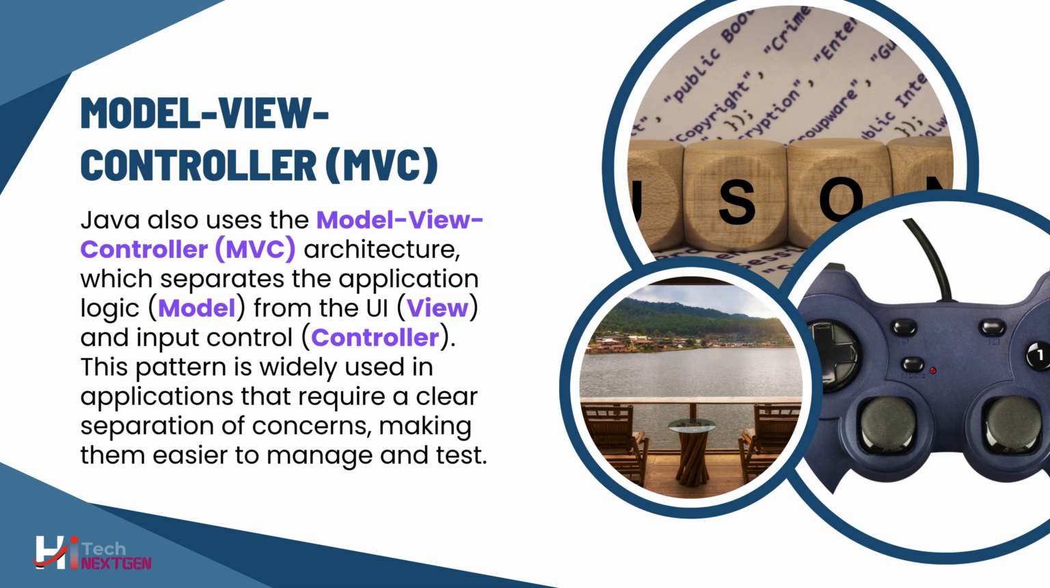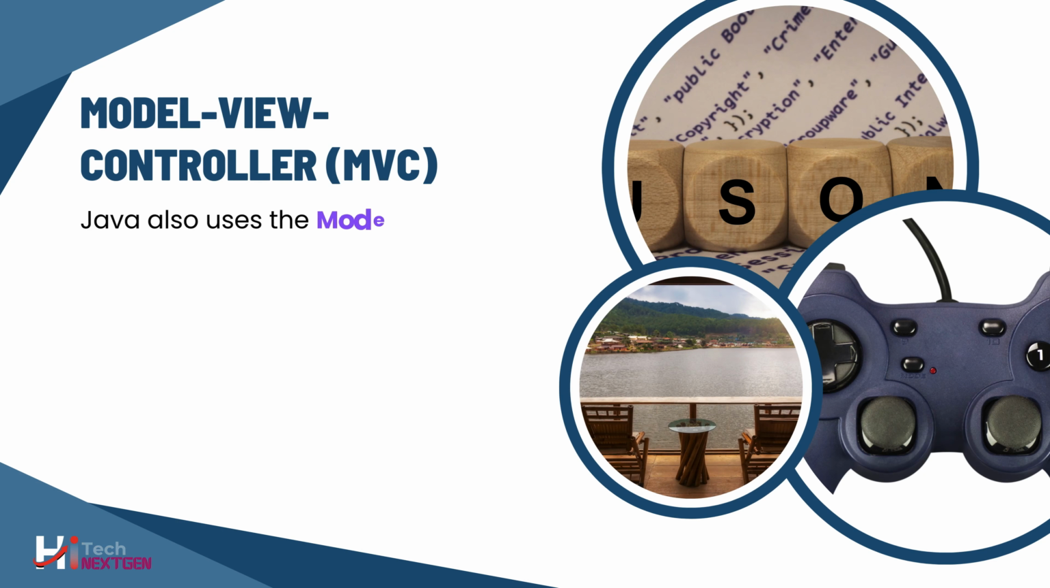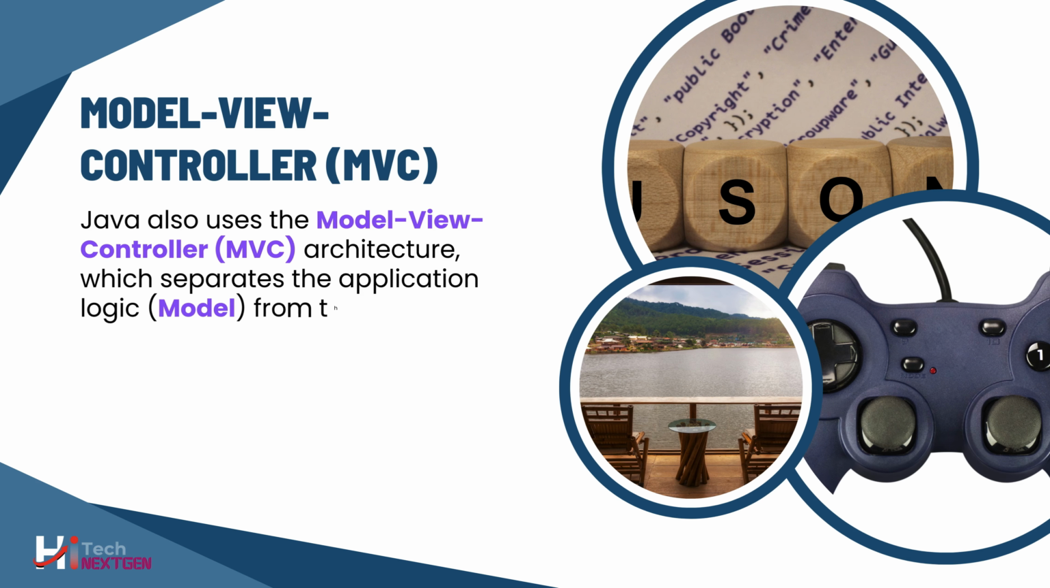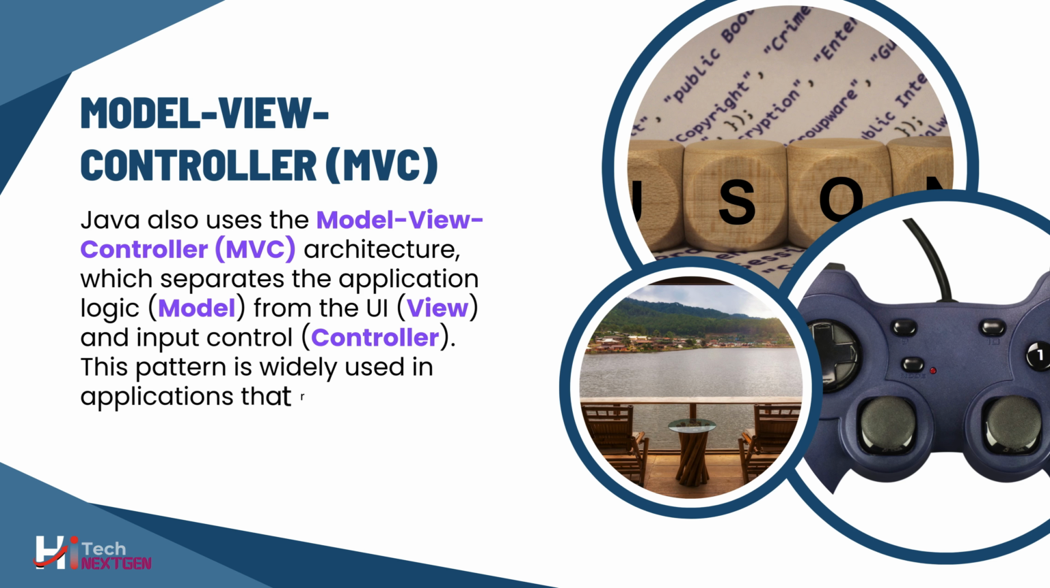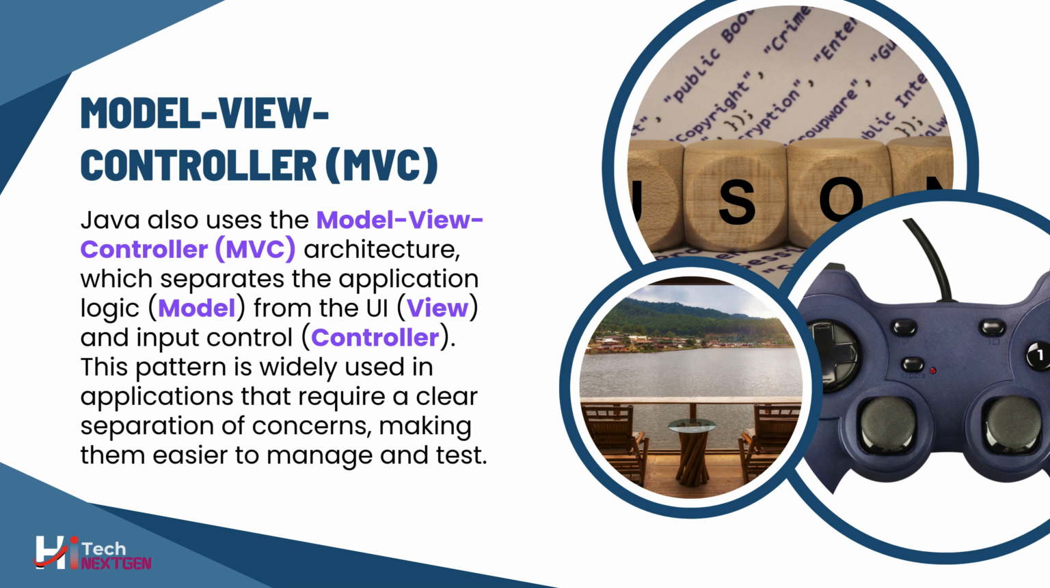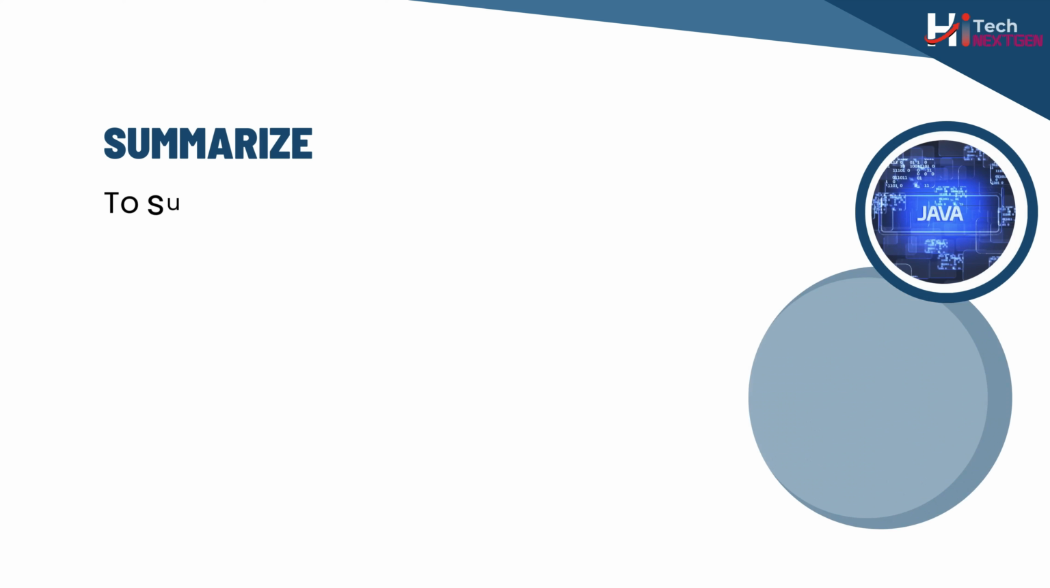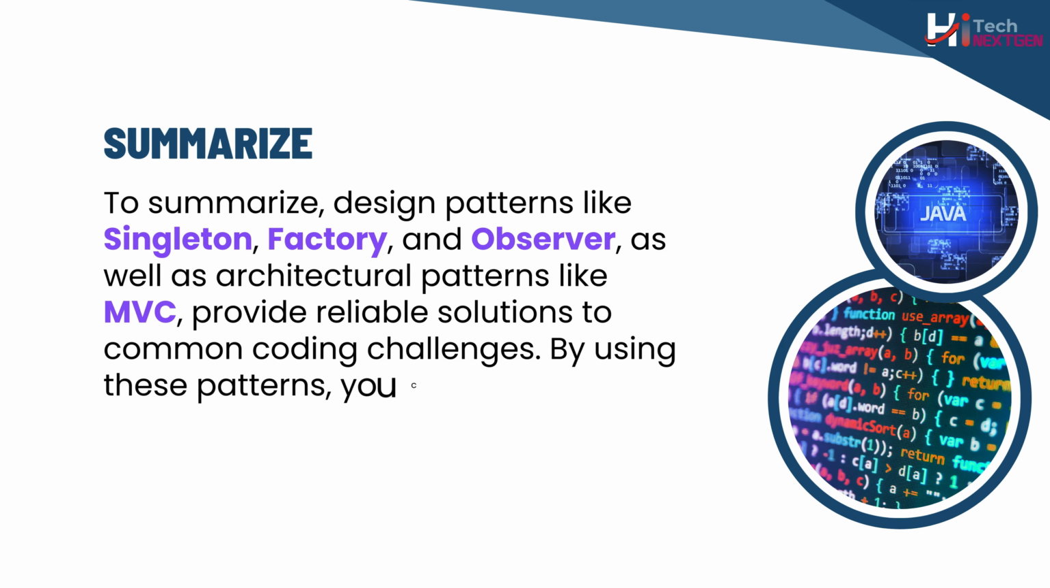to manage and test. To summarize, design patterns like Singleton, Factory, and Observer, as well as architectural patterns like MVC, provide reliable solutions to common coding challenges. By using these patterns, you can make your Java applications more organized, efficient, and maintainable. Java design patterns: build smarter, code faster.